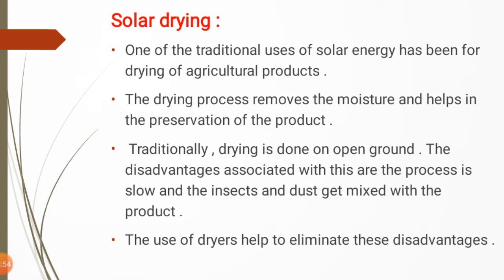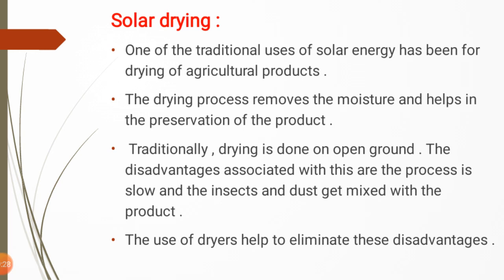Now the next point is solar drying. That means solar energy is used for the drying of food or vegetables. So this is solar drying. Let's see. One of the traditional uses of solar energy has been for drying of agricultural products. That means solar energy is used for the drying of agricultural products, and we know that agricultural products mean grains, vegetables, different types of products.